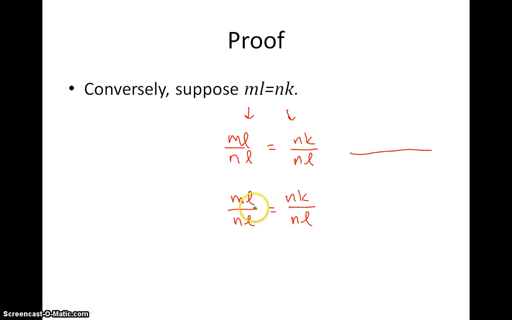All right, notice what's the same here. Well, I can cross these out because they are the same, and I can cross these out because n over n is the same. What did I just do there? Go ahead and fill in that blank. So what does that leave me with? M over n equals k over L, and we're back to where we started from.